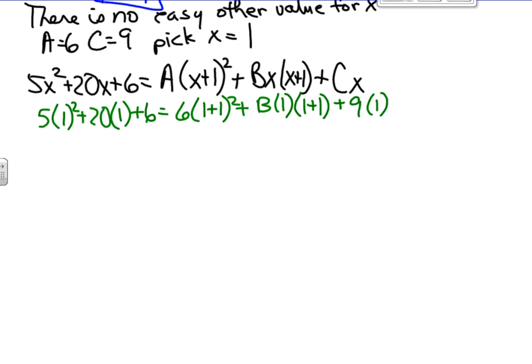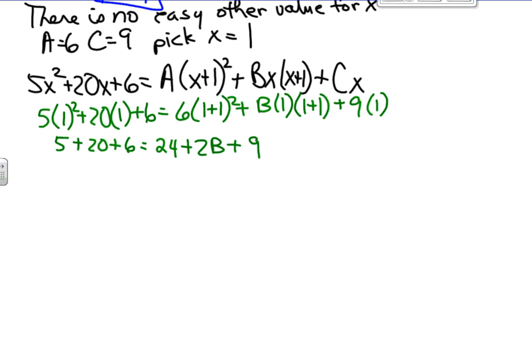So does that seem pretty convenient? I mean, it's not as great as the first two, but it doesn't make things explode into huge numbers or anything like that. So this is 5 plus 20 plus 6. This is 6 times 2 squared. Be careful of that. So 2 squared is 4. So 6, I'll multiply that and get 24. This is b times 1 plus 1, so plus 2b, and then plus 9.